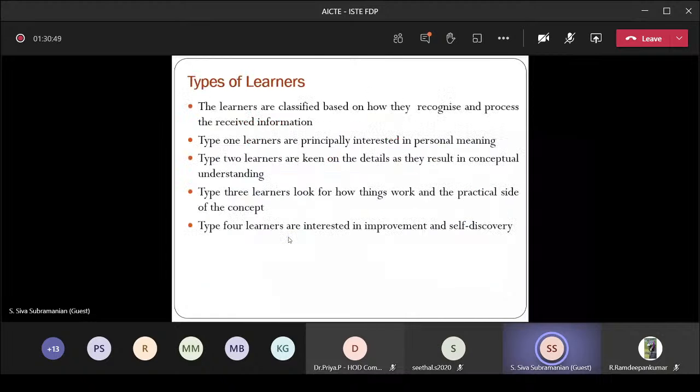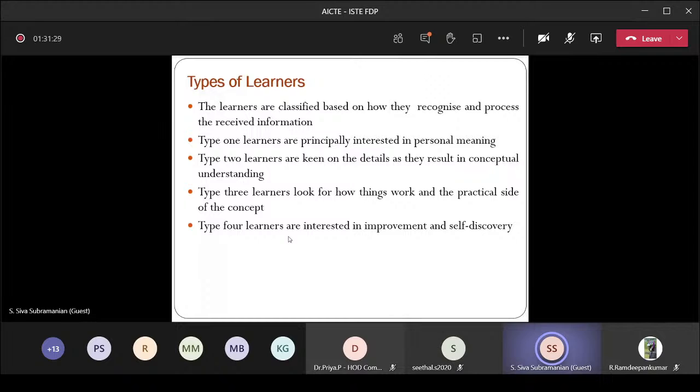Well, for the next few minutes, we are going to learn something about the different types of learners and which learner you can give which question, right? We basically have split learners into 4 types. The first type of learners are principally interested in personal meanings, right? The second are keen on the details as they result in conceptual understanding. Third, they want to do something on the work and practical side. Fourth, they are interested in improvement and self-discovery, right?